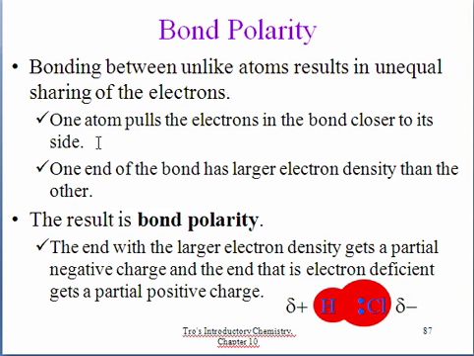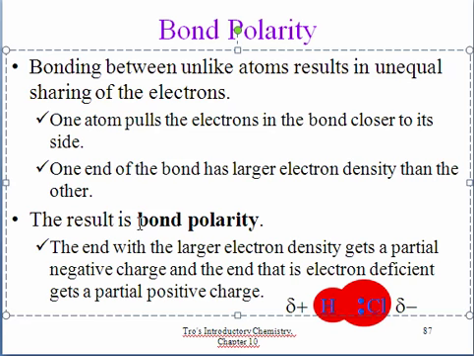One atom is going to pull the electrons that are used in bonding closer to its side. And so therefore one end of the bond has more electron density than the other. So we have a separation of charge, since electrons have charges, and this is known as bond polarity.